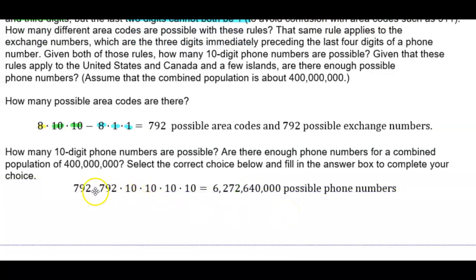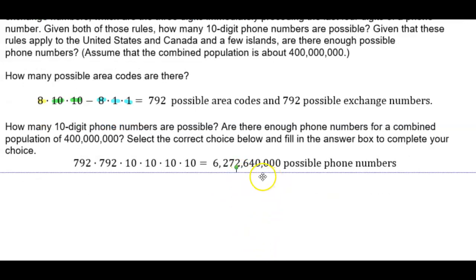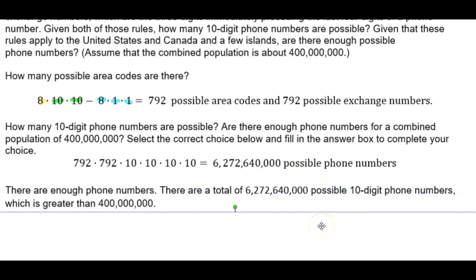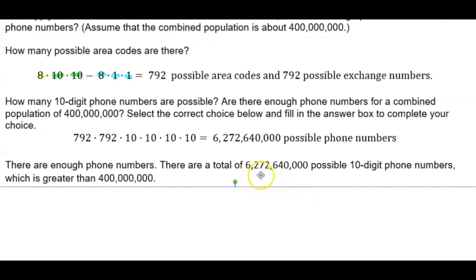Well, the first two are 792, 792, and then we multiply the next by 10 times 10 times 10 times 10. And so therefore that equals 6,272,640,000 possible phone numbers. So there are enough phone numbers. Therefore, there are a total of 6,272,640,000 possible 10-digit phone numbers, which is greater than the 400 million.